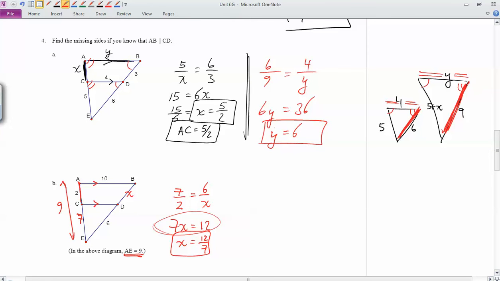Oh, I made a mistake. Y up here is really AB. We made up the y. So AB is 6. Here, x is BD. So BD is 12 over 7.